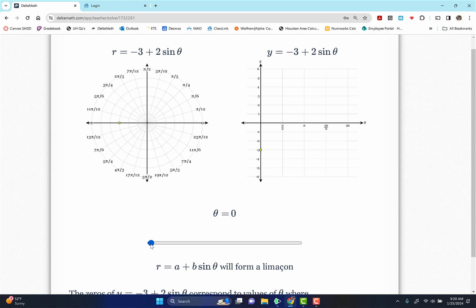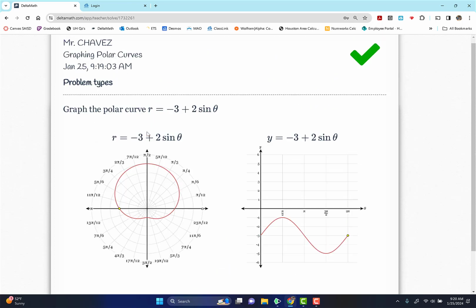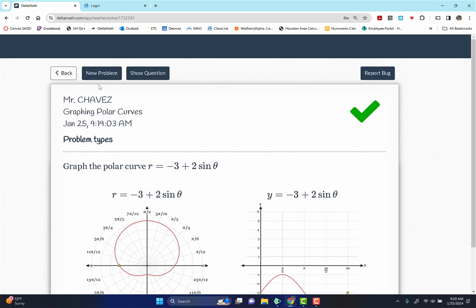See? And look. Wow. Check it out. Cool, right? It still is a limaçon. It just doesn't have that heart shape because we don't have a 0 there.